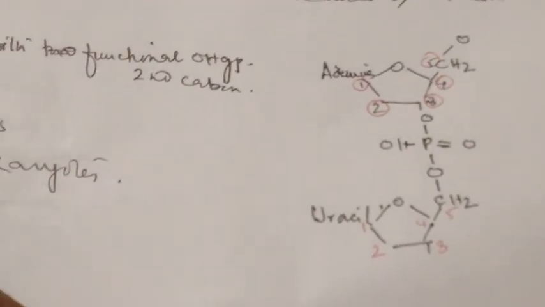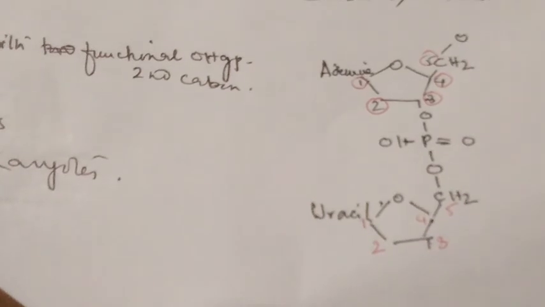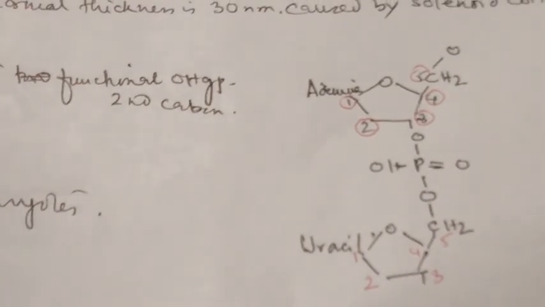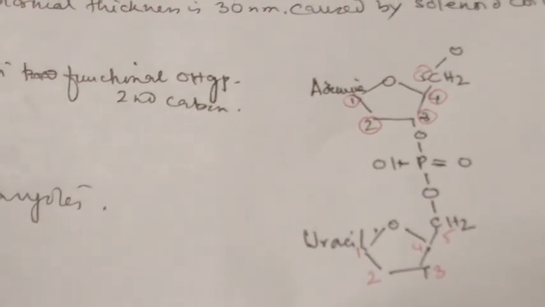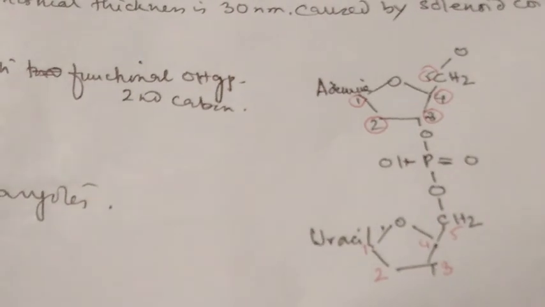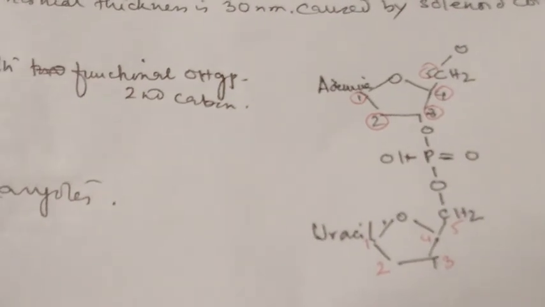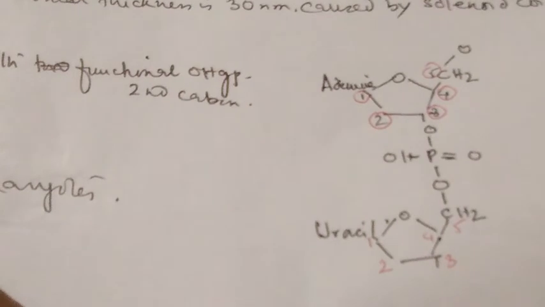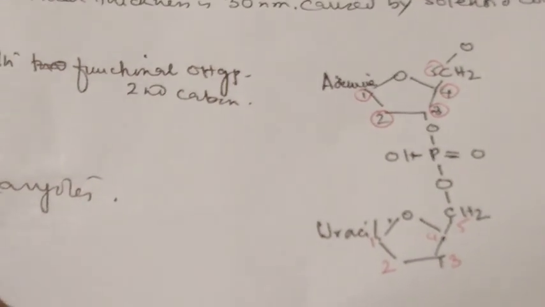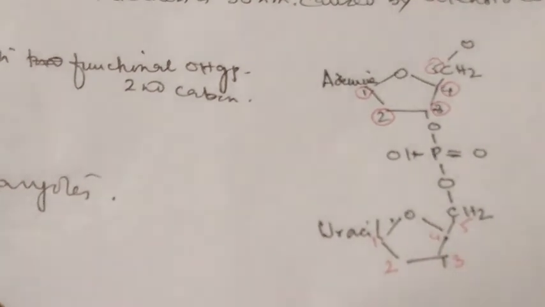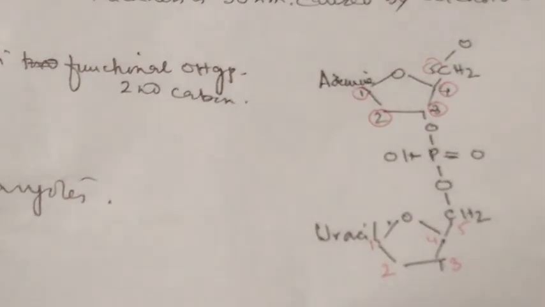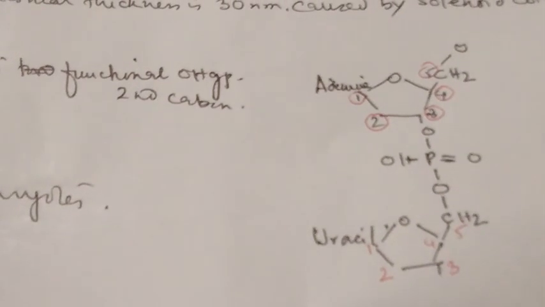We have ribose sugar instead of deoxyribose sugar. It has uracil instead of thymine in DNA, and so this is about the structure of RNA. Next we will discuss what the genetic material is and how it was formed.